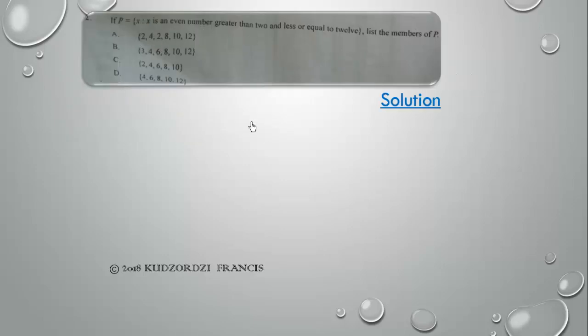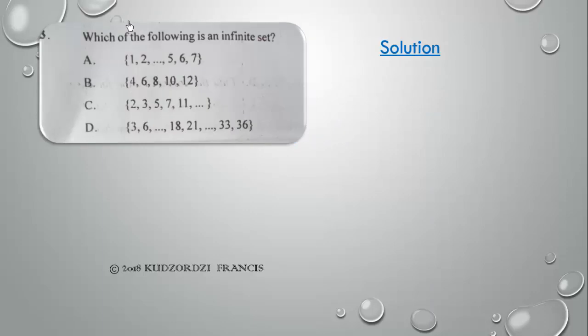And we have this, we want to find even numbers that are greater than 2 and less than or equal to 12. So the set of even numbers are 2, 4, 6, 8, and so on. They say greater than 2, so 2 is not part. So we start from 4, then 6, then 8, 10. So the last one is 12, but it's less than or equal to 12. So the correct answer is D.